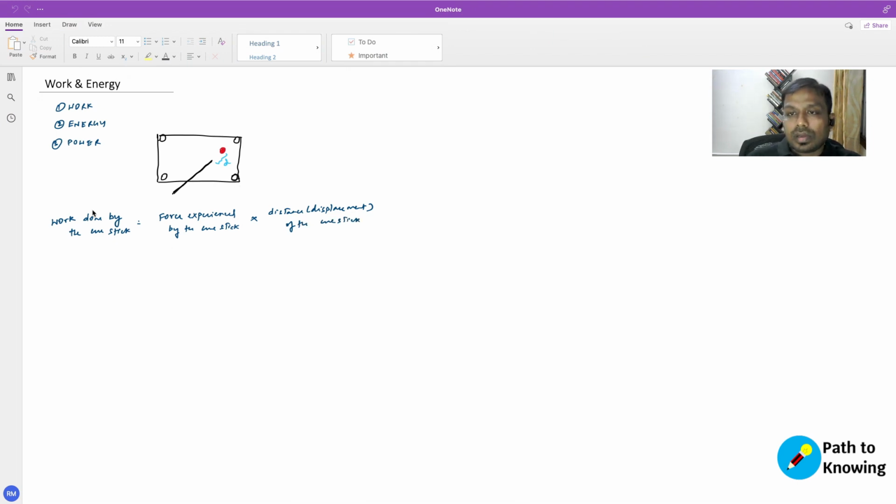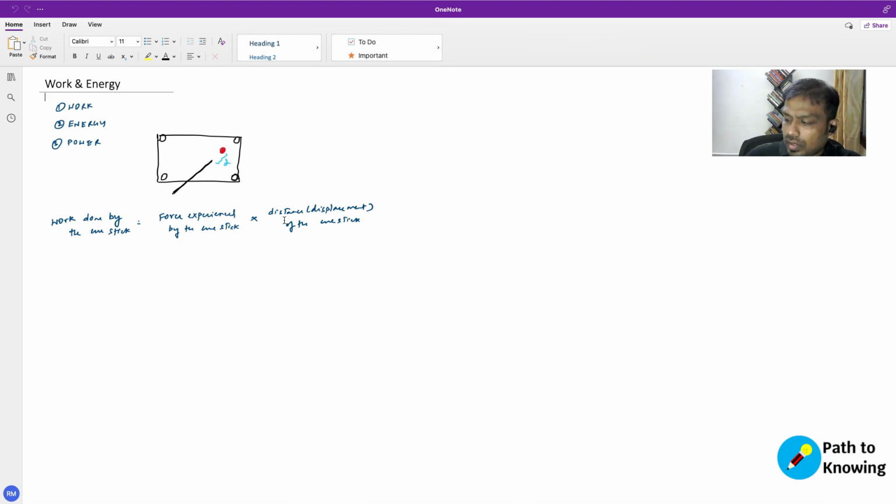So this is how we define work in physics. The work done by any object or any agent, in this case the Q stick is the agent, is defined this way: the force experienced by that agent times the displacement of that particular agent. Right? So that is how we define work in physics, in science.